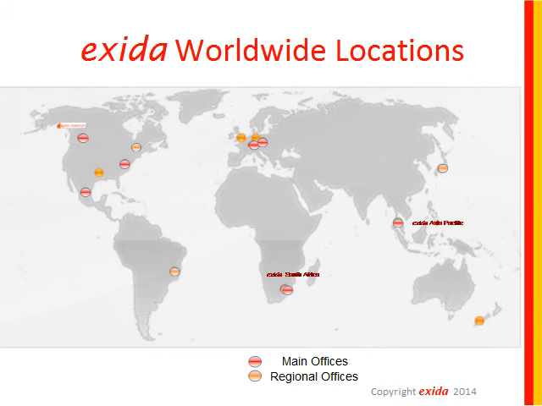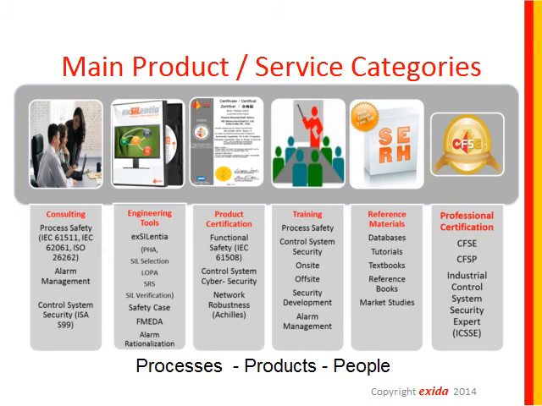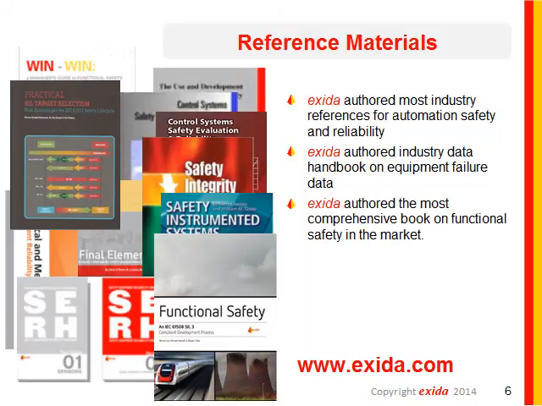I work for a company called Exida. Exida has locations around the world. Exida does a lot of different activities, all focused on automation, reliability, and safety. We have a certification program, which is the world's leading product certification program for the process industries. And as part of that, of course, we do professional certifications for individuals, which is the CFSE program. Exida has published a lot of industry references, and I'll be talking about some of these in particular later on in this web seminar.